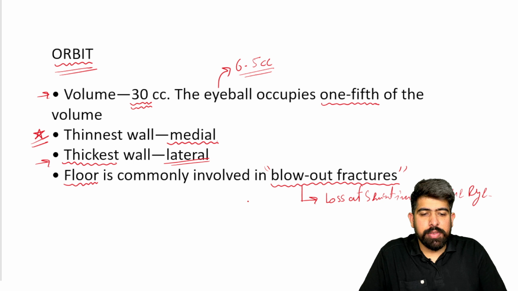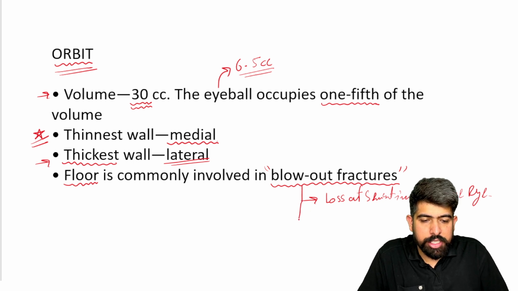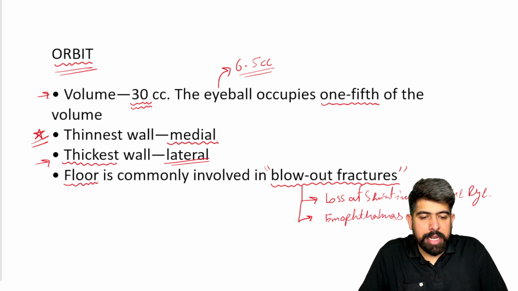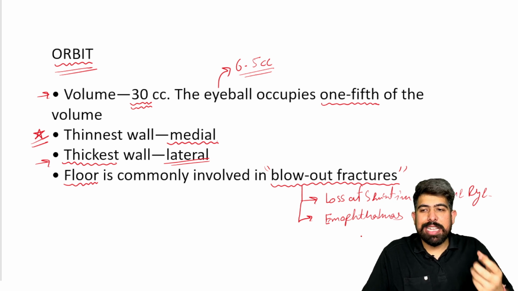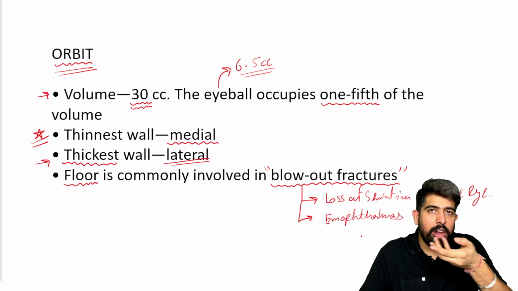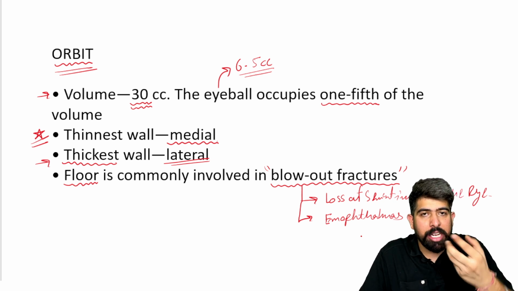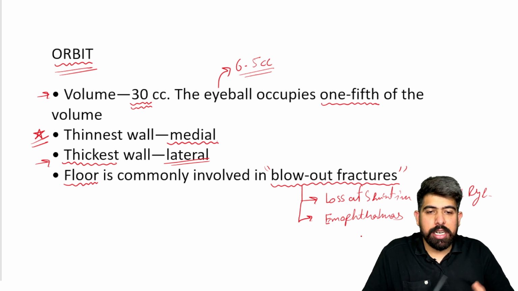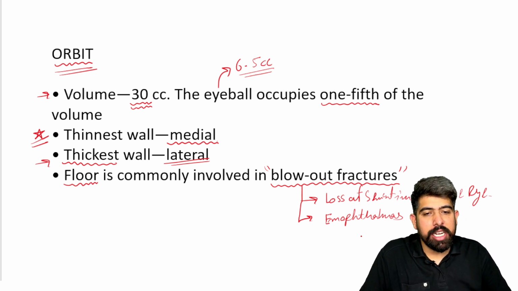Also, the eye will look like it has gone inside, so it is known as enophthalmos. So what do you mean by enophthalmos? Yes, in enophthalmos the eye goes inside, because now the floor is damaged, so the eyeball and the orbital contents will be moving inside, and it is known as enophthalmos.